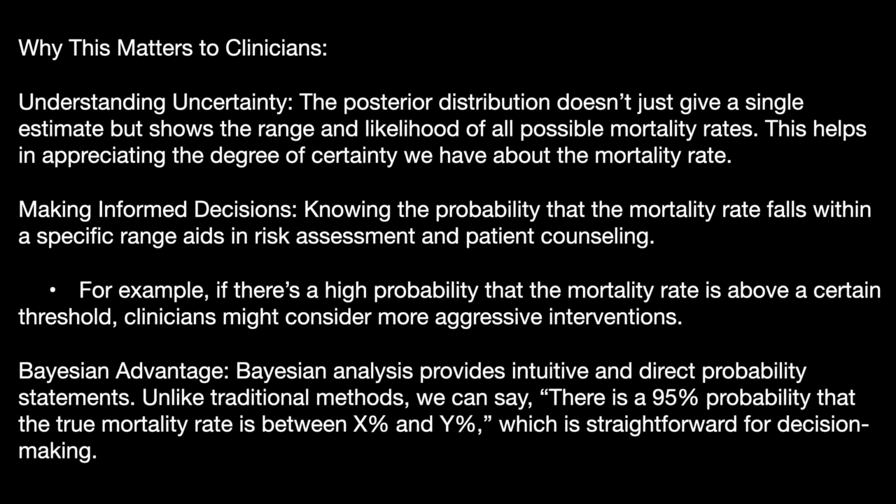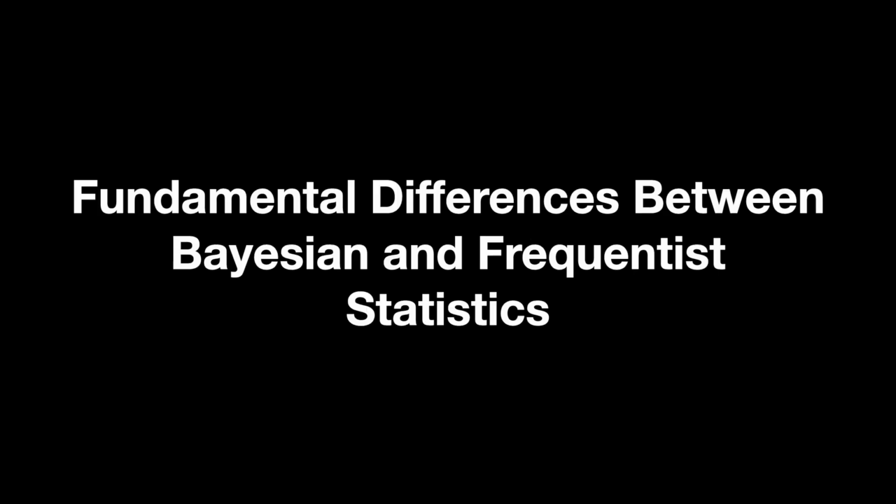So the advantage of Bayesian analysis is that it provides intuitive and direct probability statements, unlike the traditional approach, where we say that there is a 95% probability that the true mortality rate is between X and Y%, which is more straightforward for the decision. So the fundamental difference between Bayesian and the frequentist statistics, this we need to really understand. I will go very slow with this.